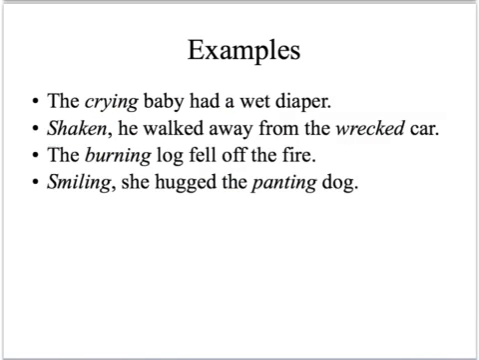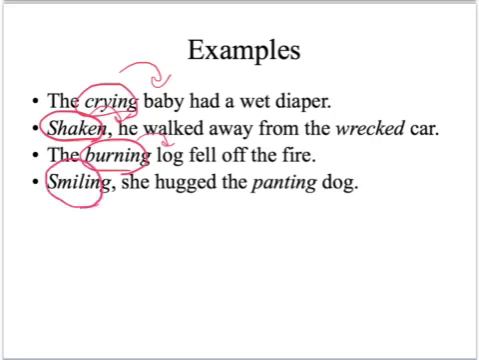Here are some examples. The crying baby had a wet diaper. Crying modifies baby. Shaken, he walked, so he is shaken. The burning log fell off the fire. Smiling, she hugged the panting dog. Those are all examples of participles.